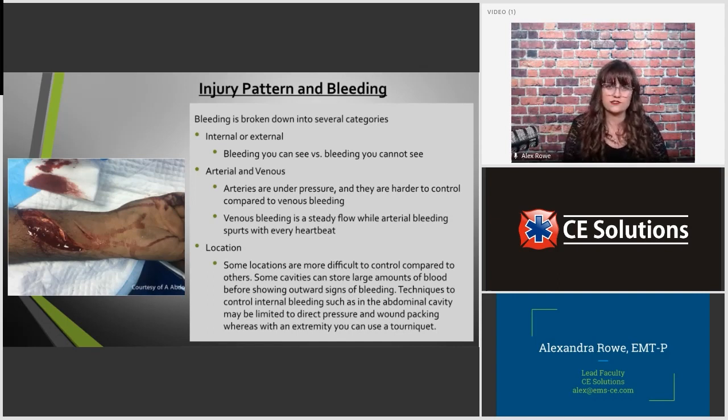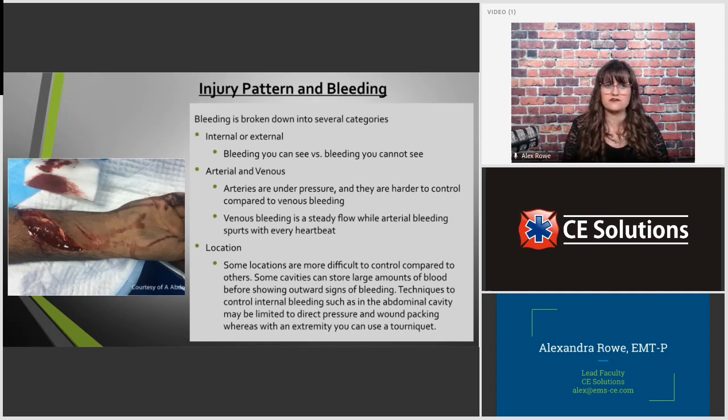So arterial bleeding is going to be spurting under pressure, just like the heartbeat. They are harder to control. That's why you need direct pressure and something a little more heavy duty than just a minimal bandage for arterial bleeding. Venous bleeding is steady flow. It's not necessarily under too much pressure because it's returning the waste back to the lungs.